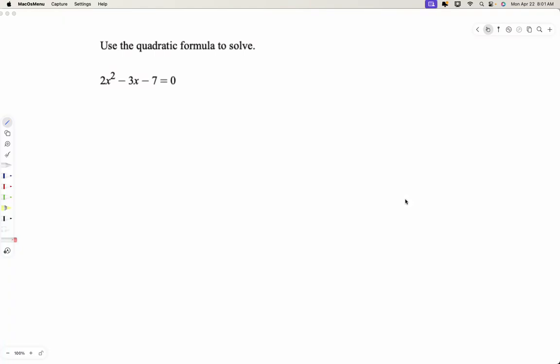So this is to use the quadratic formula to solve. If you watched the video, which I hope you did, or looked in your workbook, which I hope you did, you would see what the quadratic formula is. It is simply, whatever variable is in your quadratic equation, it's x, x is equal to negative b plus or minus the square root of b squared minus 4 times a times c, all over 2 times a.